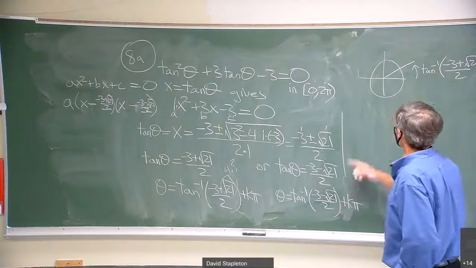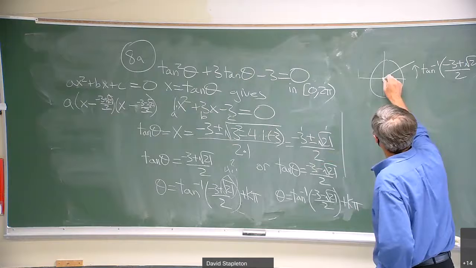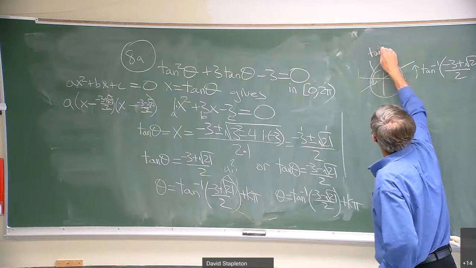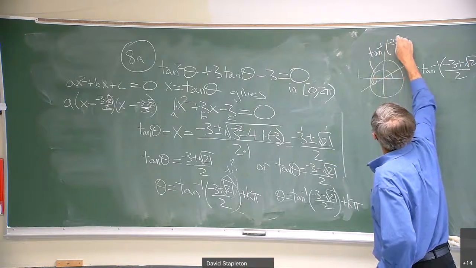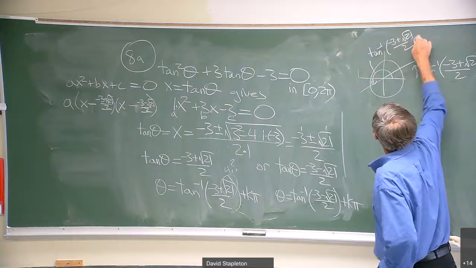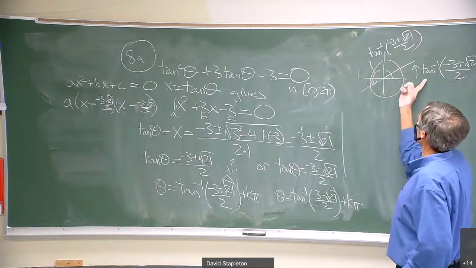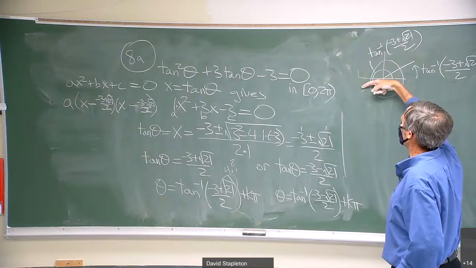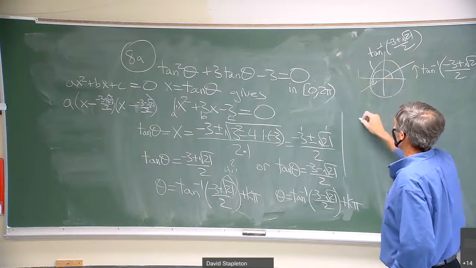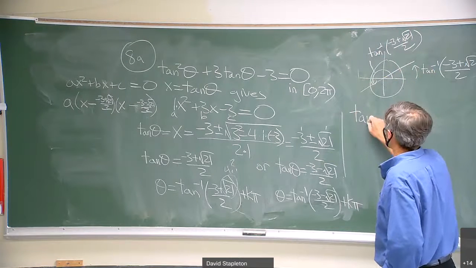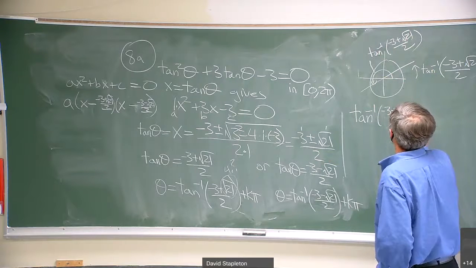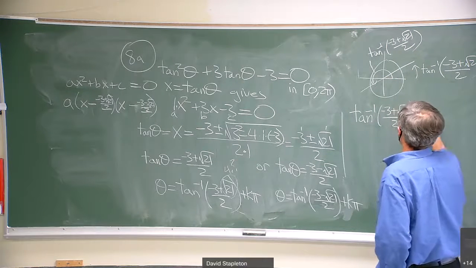How about this one? Oh, and then the other one, you can add pi to that. Those are exact answers. And this one's in the first quadrant, so it's between 0 and 2 pi. This one you added pi, it's in the third quadrant, it's between 0 and 2 pi. So two exact solutions in terms of inverse trig functions are arctangent of (-3 + root 21)/2, and the same plus pi.